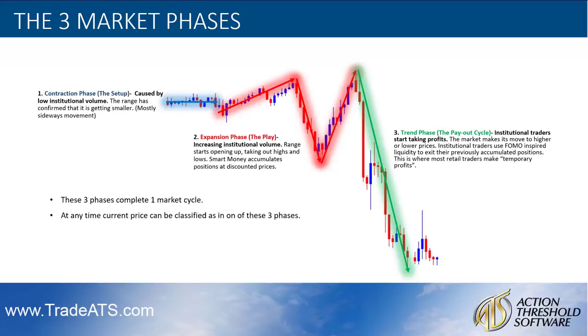At any time, current price can be classified as in one of these three phases, like we showed you with the chart before. That sideways movement, if you can find the tightest part of the range, this is going to normally happen in between sessions. This could be in between the close of New York and opening of Sydney and Tokyo. You can see that's where you got low institutional volume. That typically you're going to get that average price, that contraction phase through that time.